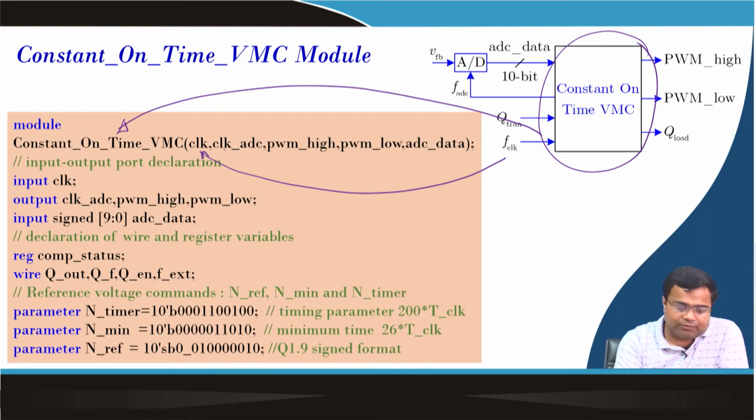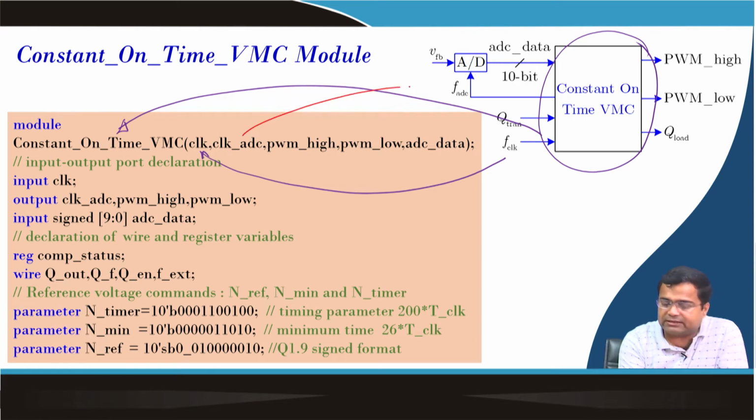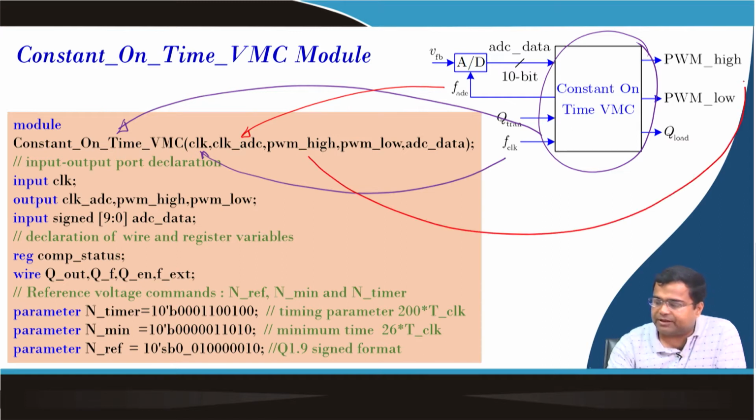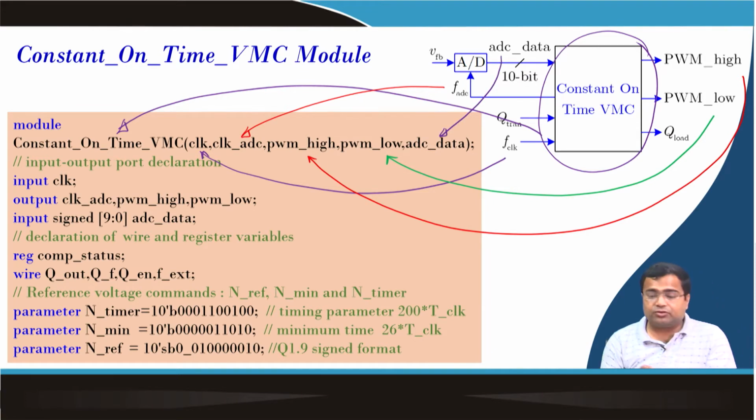We need a clock for the ADC, which is sitting here. The clock ADC is here. Then PWM high, it is coming from here. Then we have this PWM low, which is here, okay, and ADC data, which is coming from here. ADC data is coming, it is here. So, these are the input output ports, and we have defined them here.